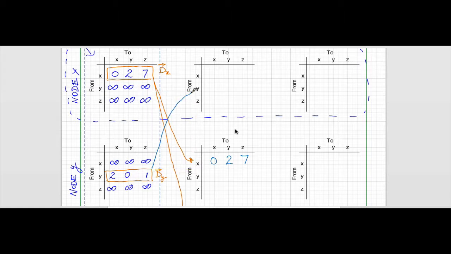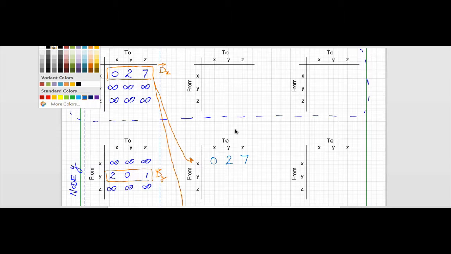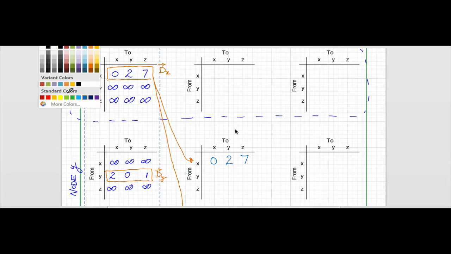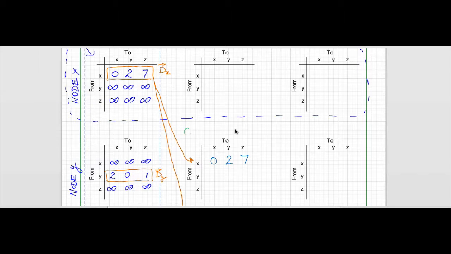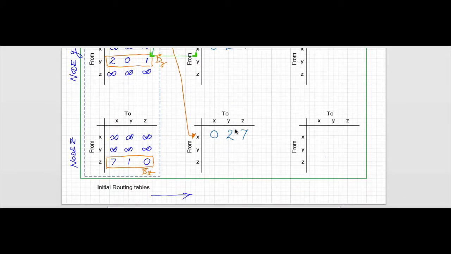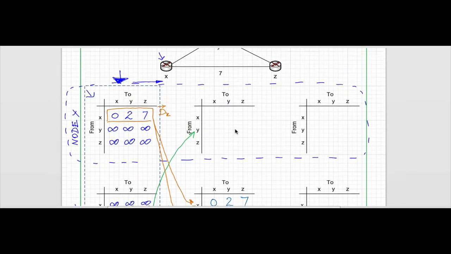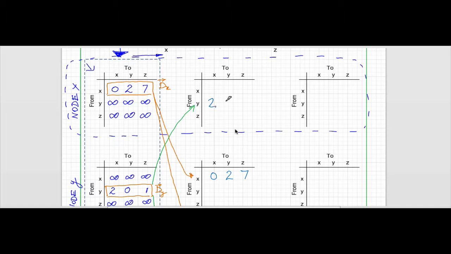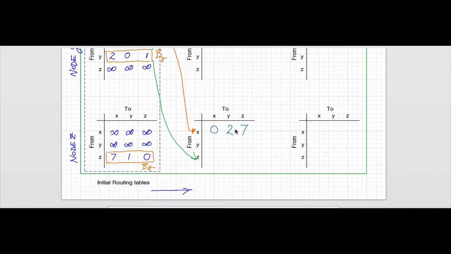Let me use a different color. I'm going to use maybe green here. So Y is going to send this here. I want that to be green. Okay, there you go. So Y sends this here to X, and Y is also going to send it here to Z. And what are the values that it's going to be sending? It's going to send the values 2, 0, 1. So let's write those down. It's going to send 2, 0, 1, and also 2, 0, 1 to Z.